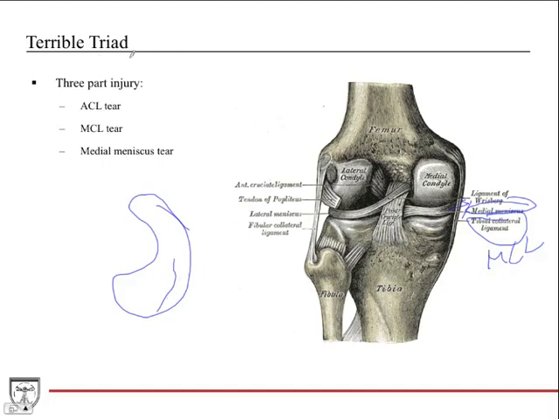And so the terrible triad, and you'll see this on anatomy exams, board exams. So it's a big injury to the knee. Oftentimes it's caused by lateral blows to the knee like this.